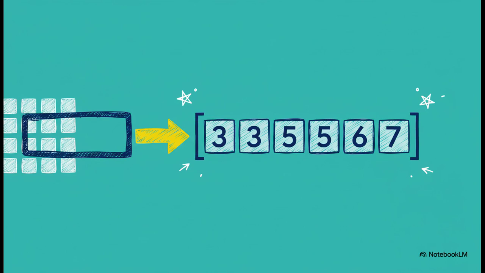And this is super important. We're not looking for just one final answer. The goal is to build a whole new array that contains the maximum from each and every one of those window positions. So for our example, that final output we're trying to build is 3, 3, 5, 5, 6, 7.